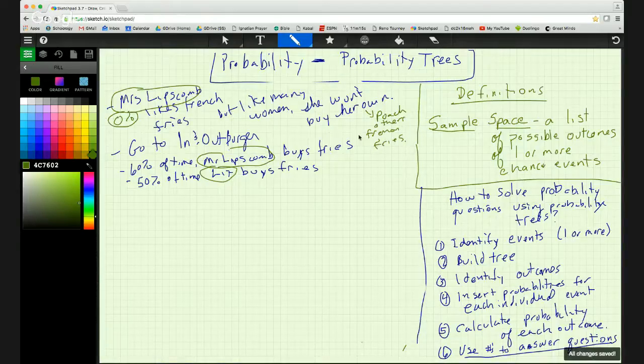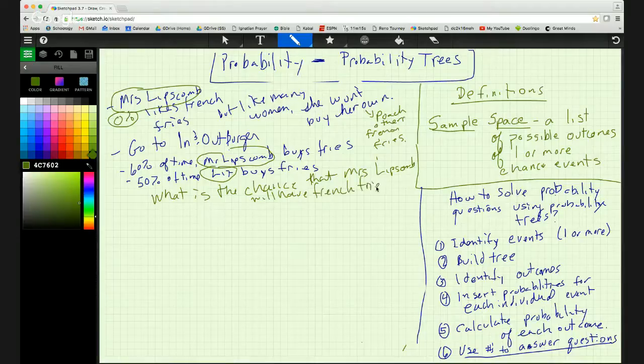So the question here is, what is the chance that Mrs. Lipscomb will have French fries to poach or to eat? What's the chance? Okay, so let's see here. We have two independent events. And so I'm going to let you build the tree. There's two independent events. I'm going to give you a hint.